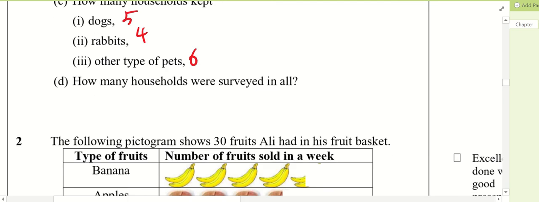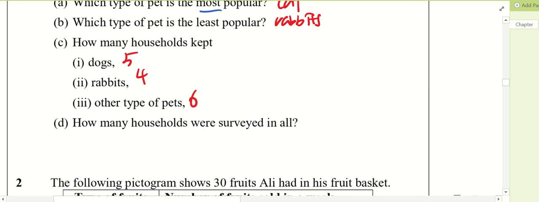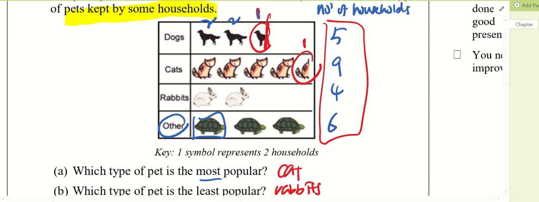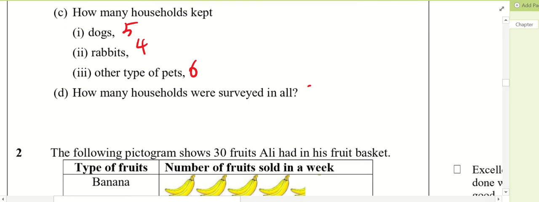All right. Okay, next, how many households were surveyed in all? So all these are very easy. We simply have to add all these up. 5 plus 9 plus 4 plus 6, 24. So 24 households. All right, of course you need not write the units because it's the number of households that they're asking for.